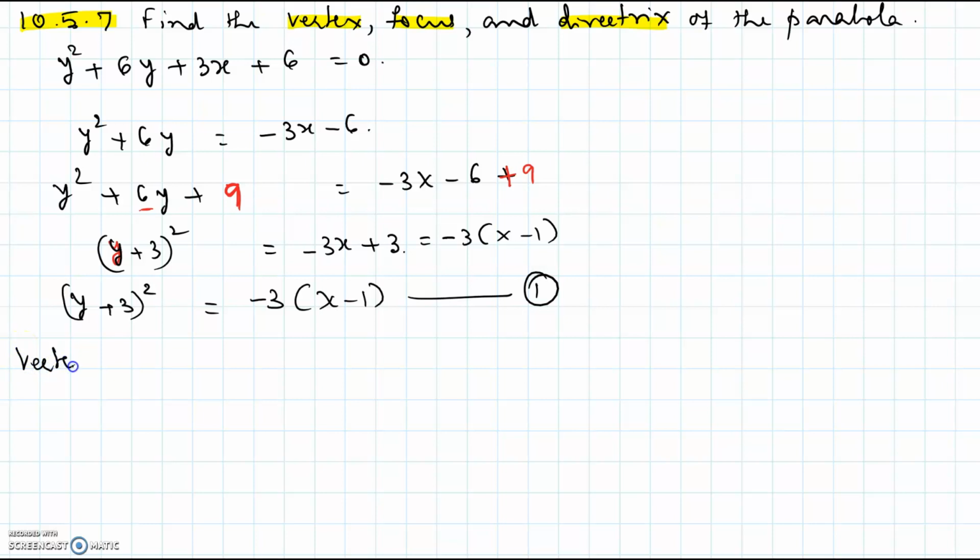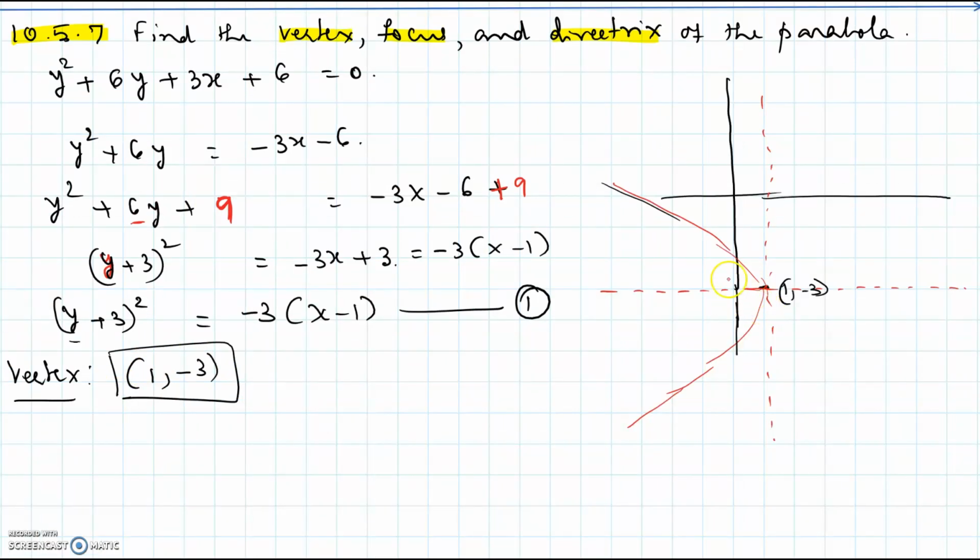So the vertex of the parabola: you have to look at the parentheses of x and the parentheses of y. What value of x do you need to plug in so that the x parenthesis becomes 0? So x equal to 1, that is the x coordinate of the vertex. What value of y do you need to plug in so that the y parenthesis equals 0? That will be negative 3. So the vertex of the parabola is (1, negative 3).